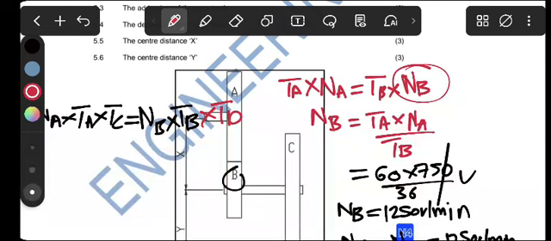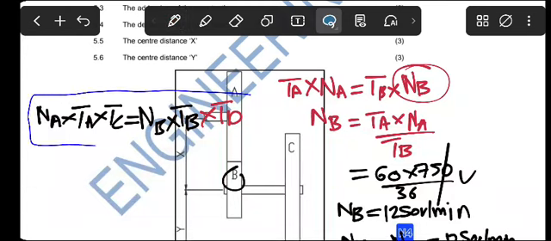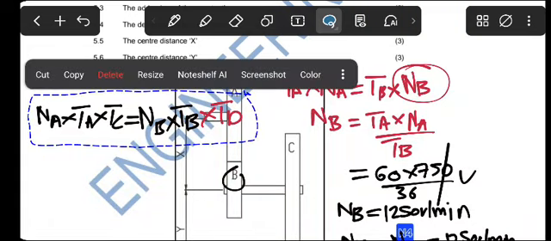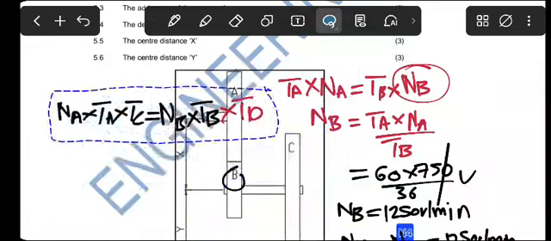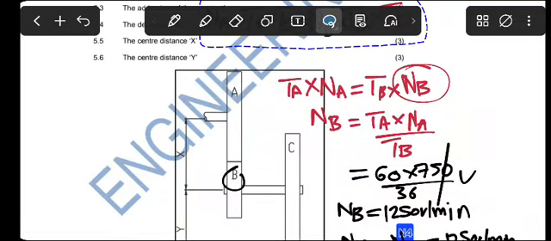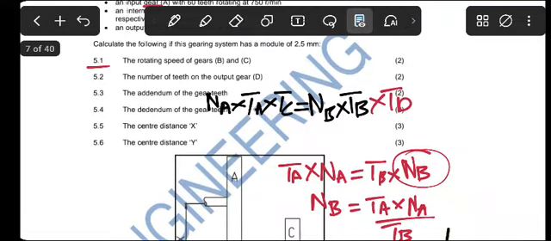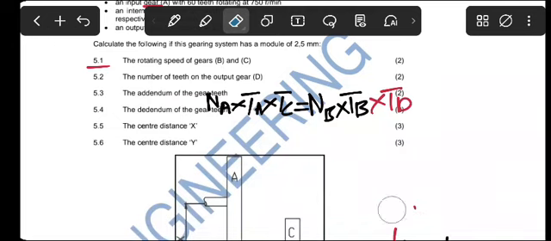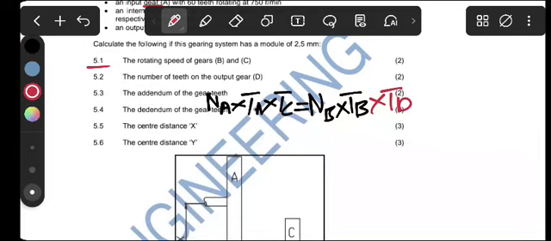We're using this ratio, guys. This is what you're supposed to know, by the way. So this is how it goes. We want the number of teeth on the output.